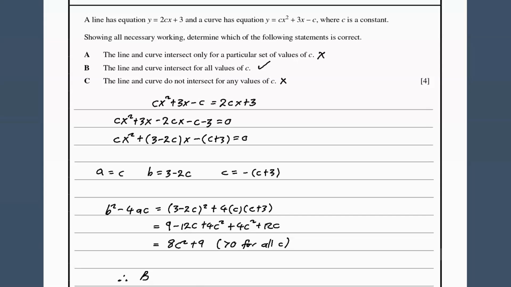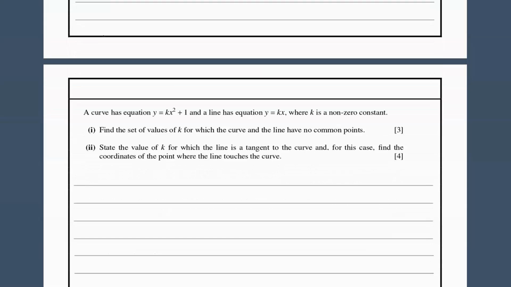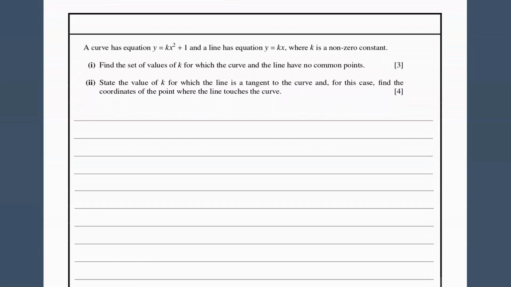So that's how we handle a question like this one here. Let's have one more. And here it is. It says, a curve has equation y is equal to kx squared plus 1, and a line has equation y is equal to kx, where k is a non-zero constant. So on part 1, find the set of values of k for which the curve and the line have no common points. Okay, so that's part 1.